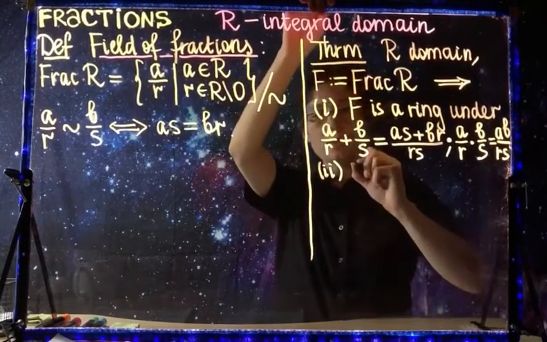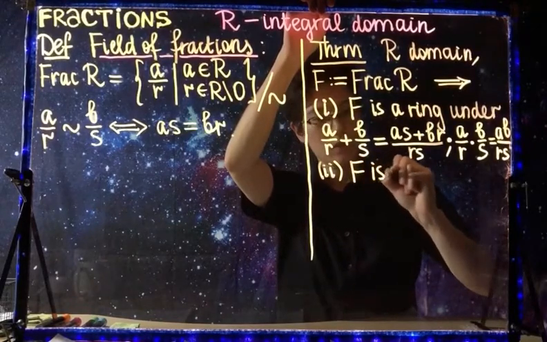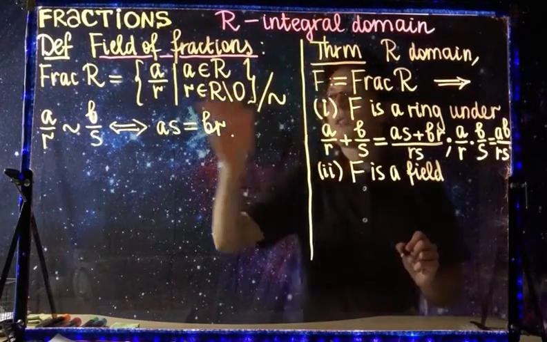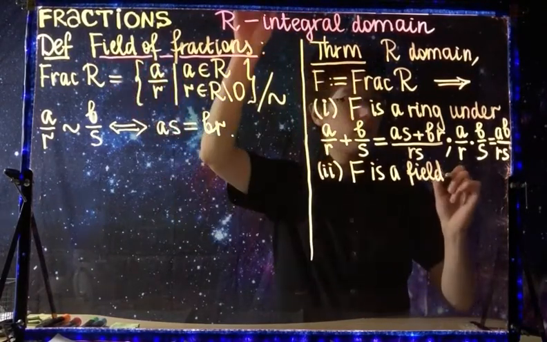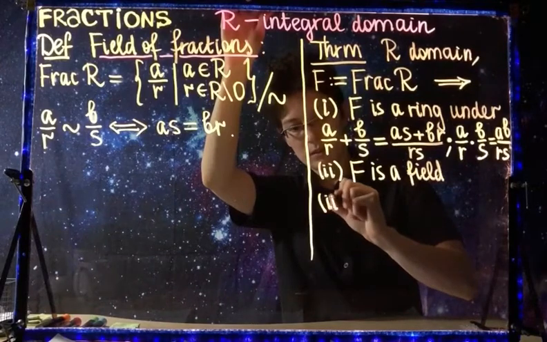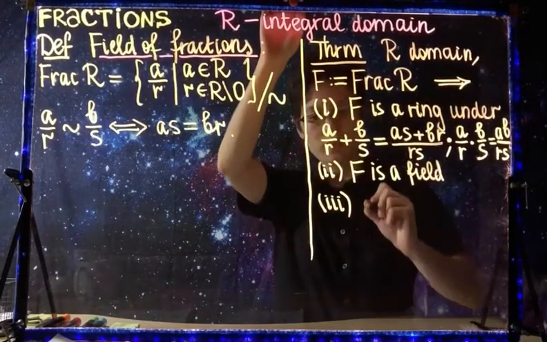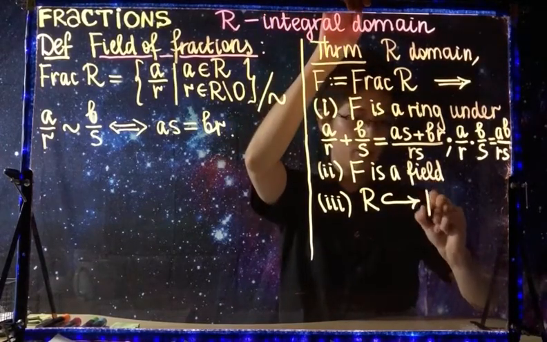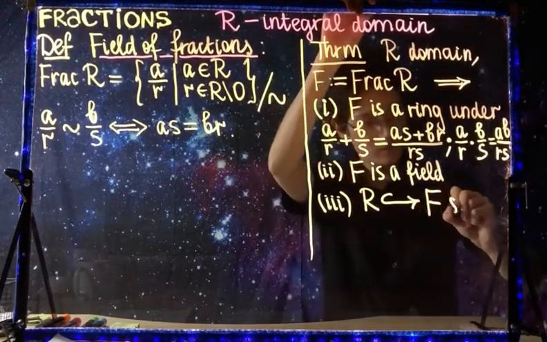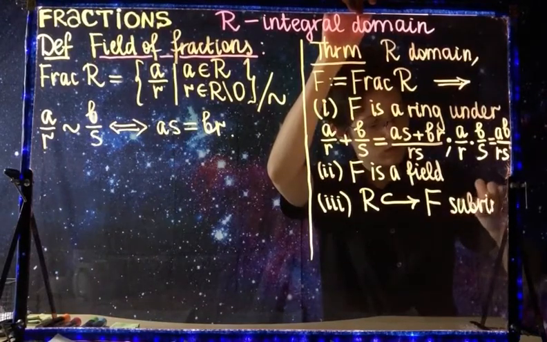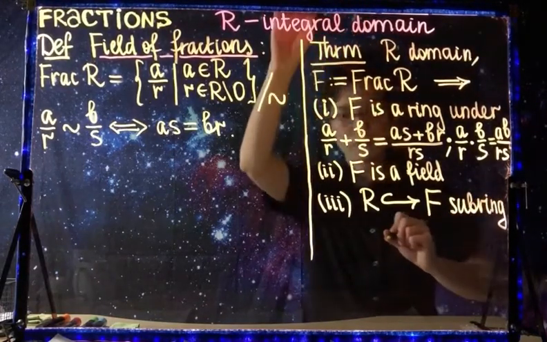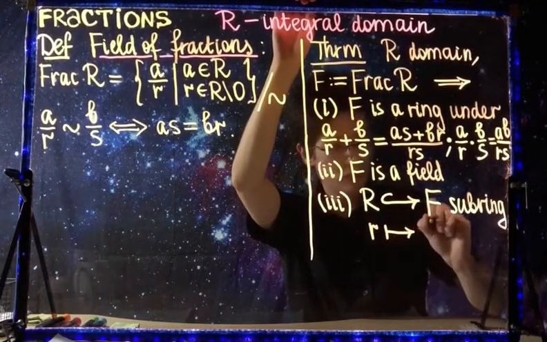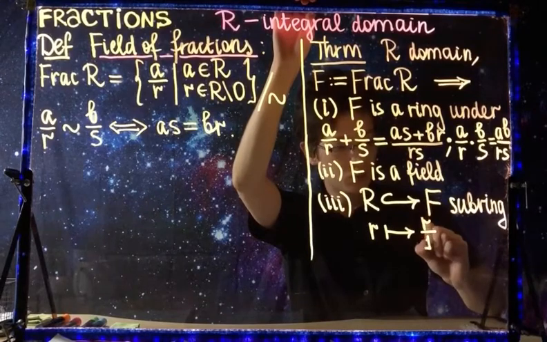The second property is that F is a field, which justifies its name. And finally, R can be viewed as a natural subring of its field of fractions. We are sending an element R to R over 1.